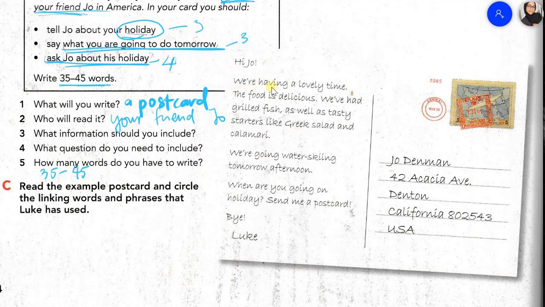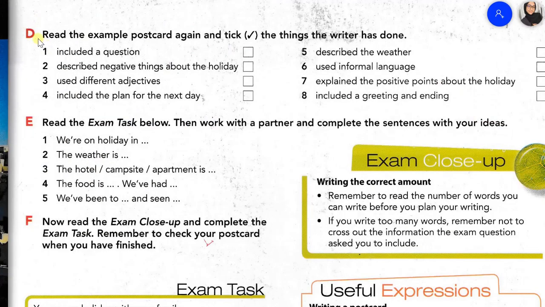Hi Joe, we're having a lovely time. The food is delicious. We've had grilled fish as well as tasty starters like Greek salad and calamari. Like is also a linking word. We're going water skiing tomorrow afternoon. When are you going on holiday? Send me a postcard. Bye. Look, so that's all. There are only 3 linking words here. Alright, now let's do task D. Read the example postcard again and tick the things the writer has done.